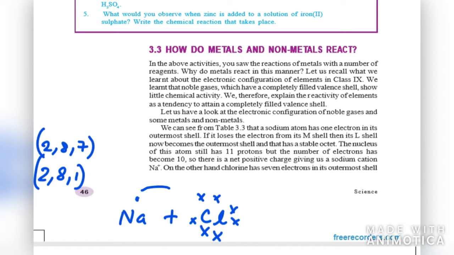So that means it has 7 electrons in its outer shell. Now this one electron will go and fix here. So it will form Na plus and Cl minus, because metal has a tendency to lose electrons and chlorine has a tendency to gain electrons. Now chlorine gets stable. Why? Because it has full electrons in its outermost shell, a complete octet there. So therefore it is Na plus Cl minus.